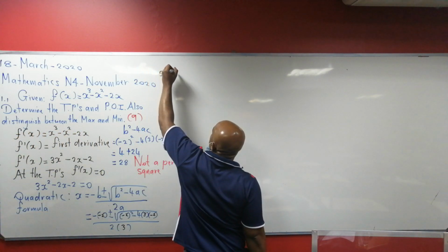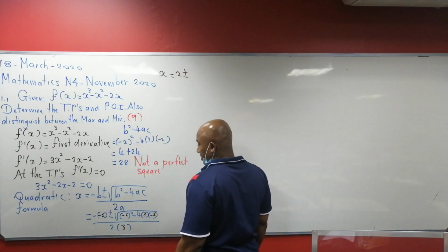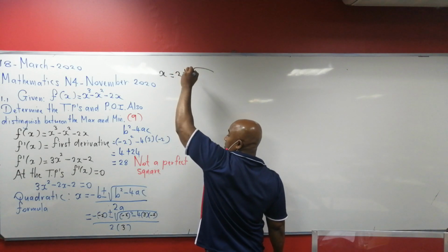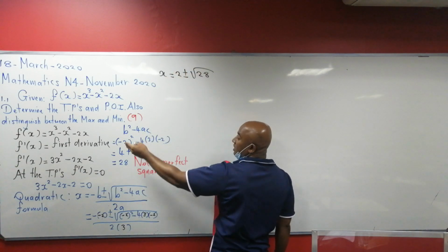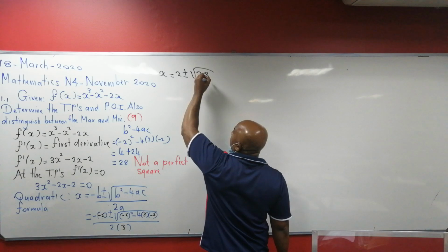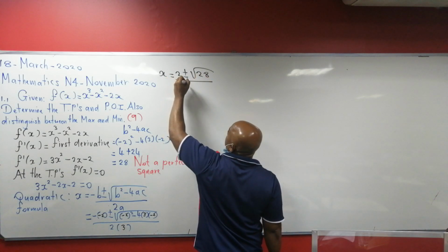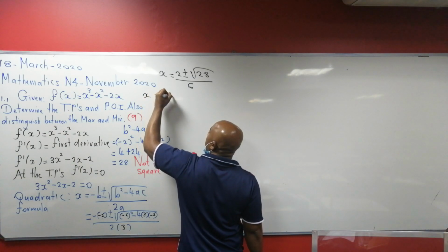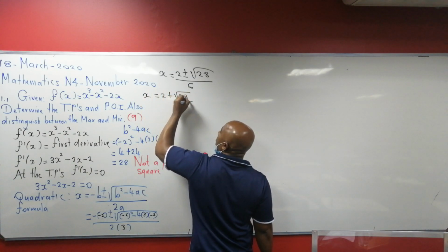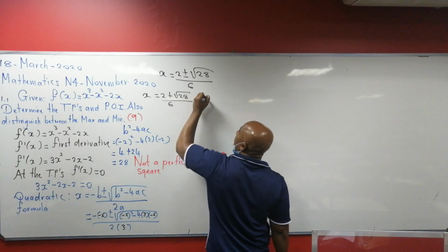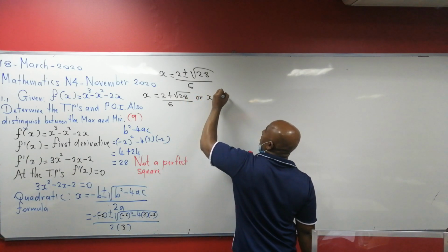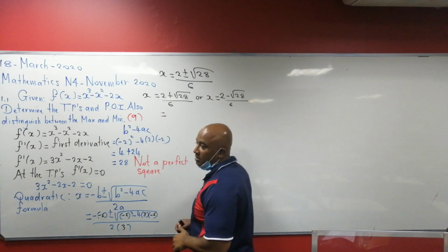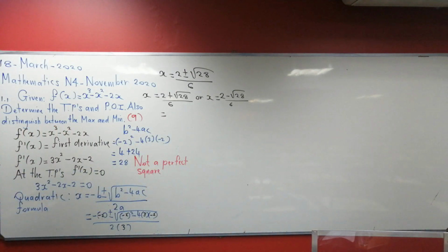So x is equal to 2 plus or minus, because a negative times a negative is a positive, the square root of 28, we already worked this out here, 28 all divided by 6 there. So what does this mean? It means x is equal to 2 plus the square root of 28 over 6, or x is equal to 2 minus the square root of 28 over 6. Let me use the calculator there.